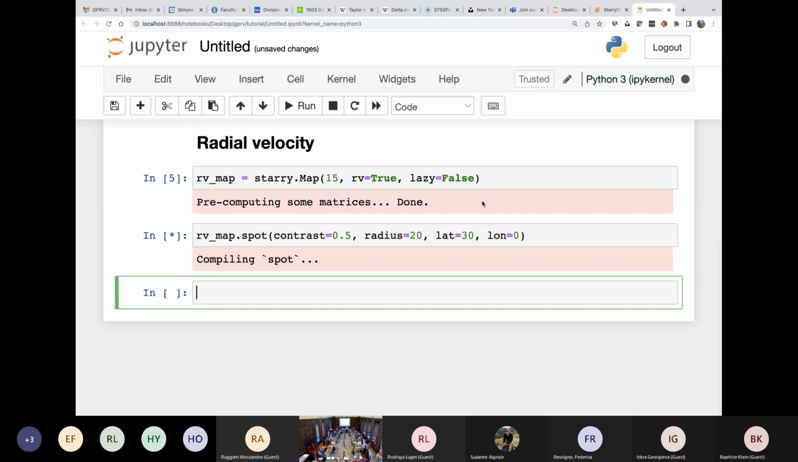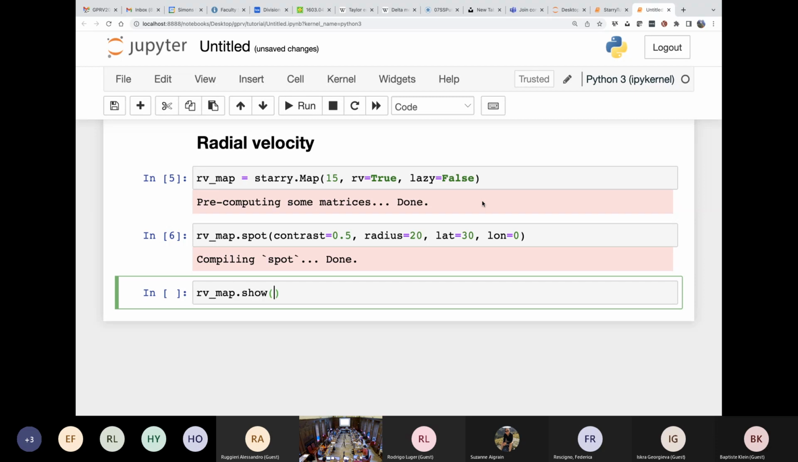And you'll see that you get a little message, compiling spot. It's compiling the C function that adds the spot. Because it's the first time you guys are running this, it might take a little longer. And then let's just see what we're dealing with.